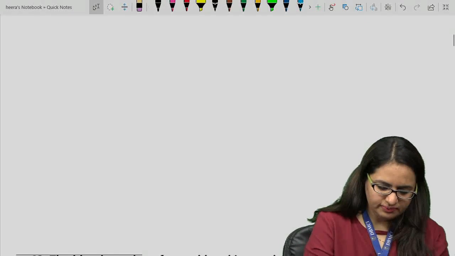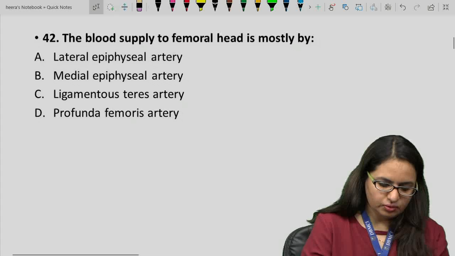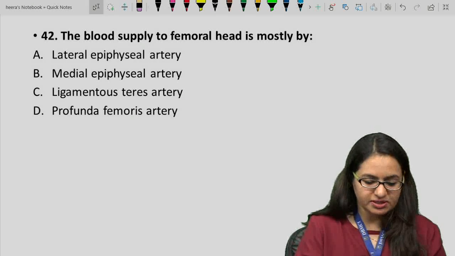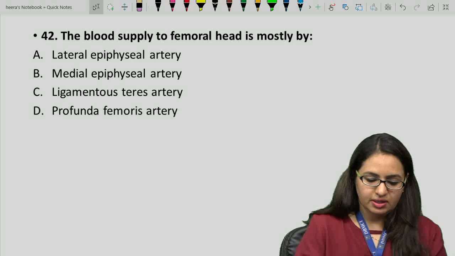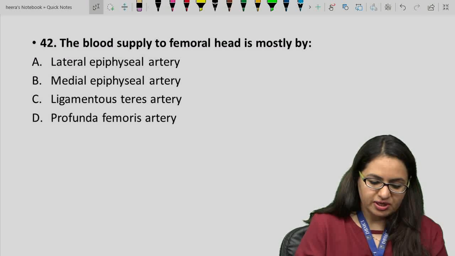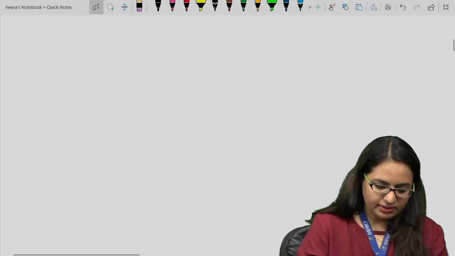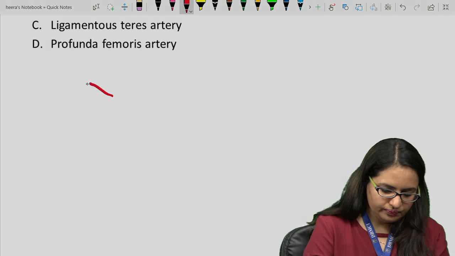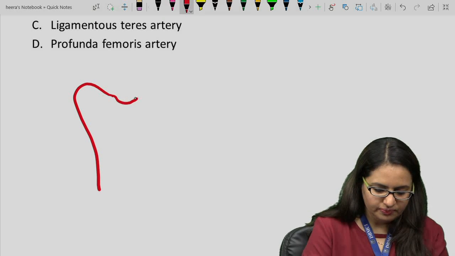For the next question, question number 42, it is regarding the blood supply to the femoral head. Before starting the blood supply of the femoral head, we should know about the femur.